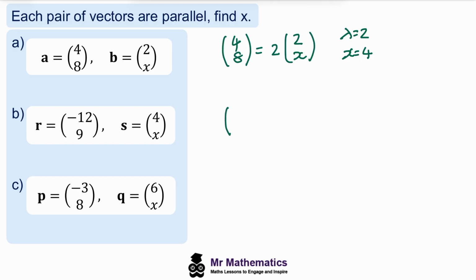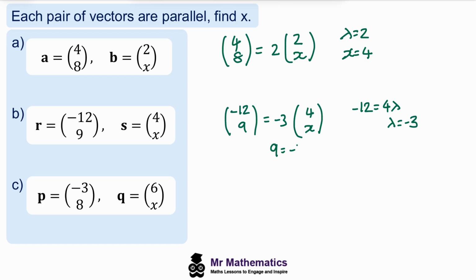We can write the vector -12 and 9 as a scalar multiple of vector S. So we can see that the -12 must be equal to 4 lambda. So I've just multiplied this out here. So therefore lambda must be equal to -3. And if lambda equals -3, then the 9 will be -3x. So x must be -3 as well. Okay? Do you want to have a go at question C?